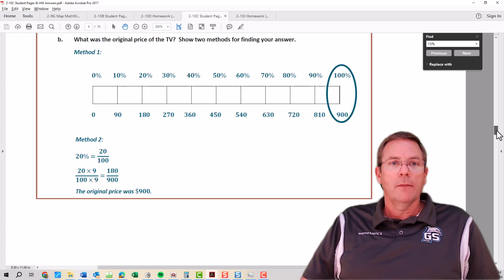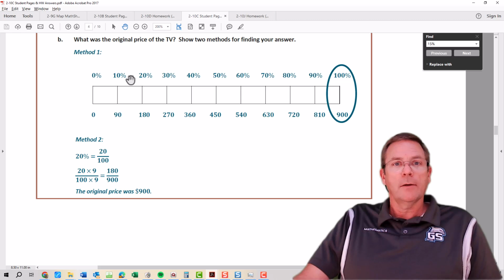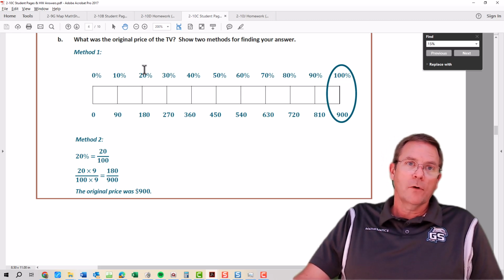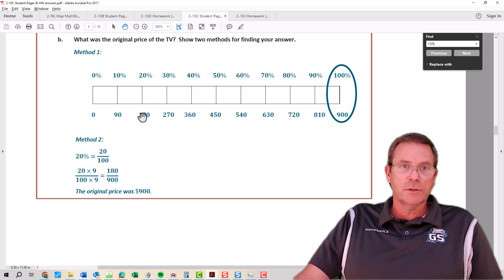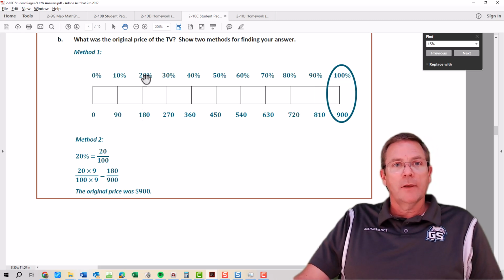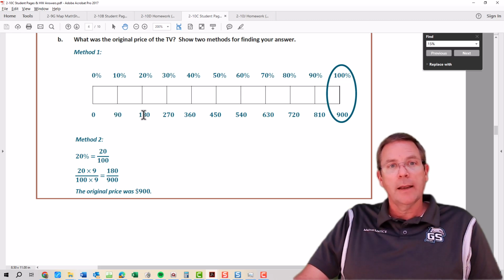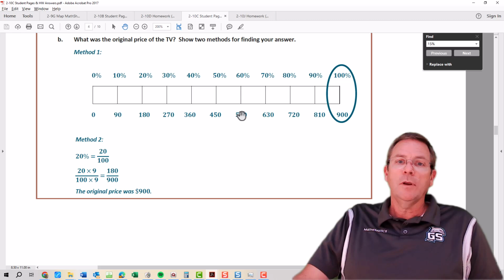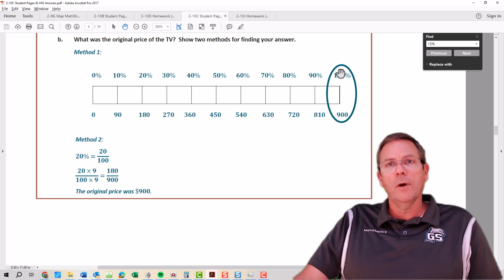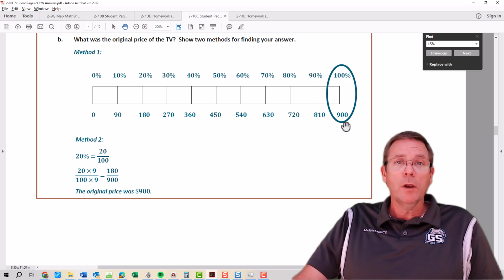The first way, they started off with the double number line, where they started by focusing on this 20% to 180. And they said, well, half of 20% is 10%, and half of 180 is 90. So now they know what their increase is. 0 to 90. Add 90 to 90, you get 180. Add another 90, you get 270. Add another 90, you get 360. And they kept doing plus 90s until they made it all the way up to 100%, which meant the original price of that TV was a stupid level of $900.